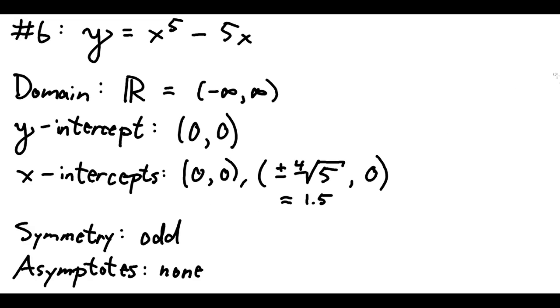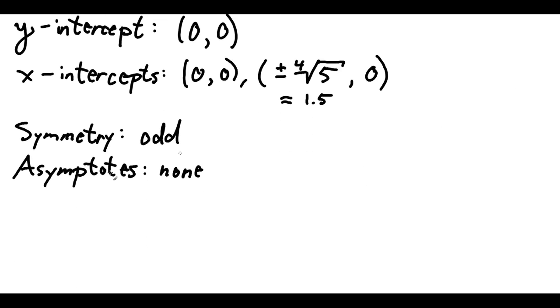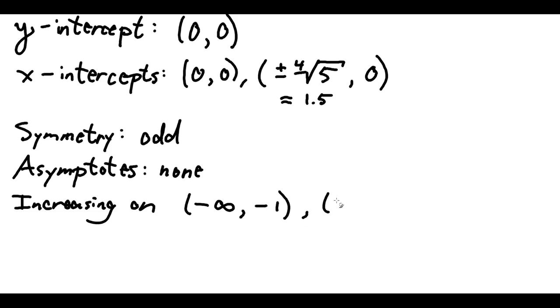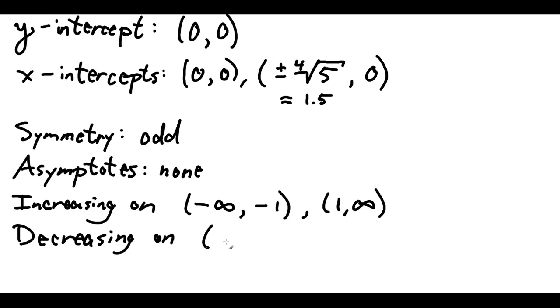So, let's see here. Our function is increasing on the intervals from -infinity to -1, and from 1 to infinity. And it is decreasing in between, from -1 to 1. So we know where that happens.